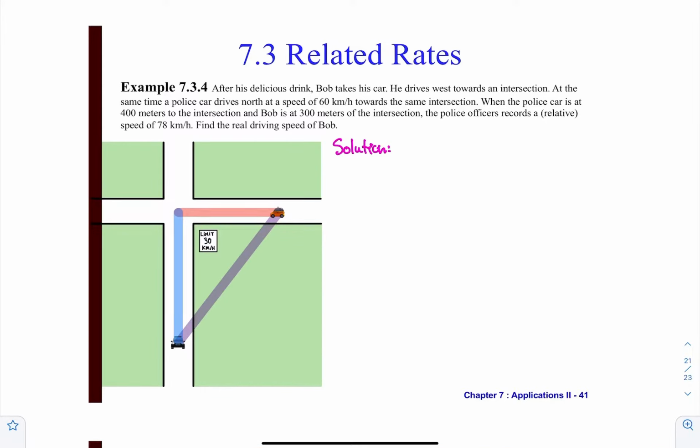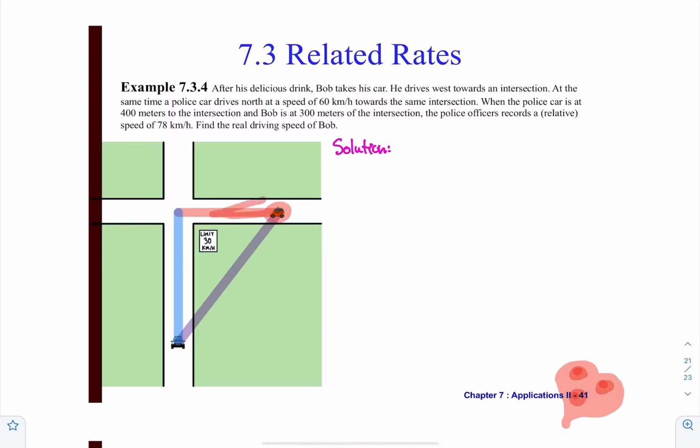Hello everyone. Let's do another example of related rates. So after pulling the ladder to make sure that wheel hits the ground at infinite speed, I decided to drink a big fat martini. And then, here I am. After my delicious drink, I drive my car. I'm going west towards an intersection.